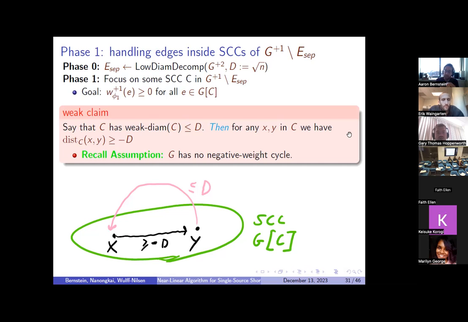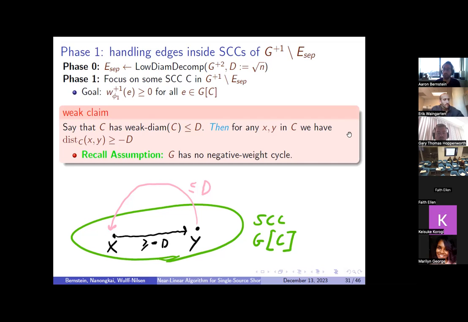But this means that for any path from x to y, the most negative it can be is negative d, because you're not allowed to have a negative weight cycle. If it was more negative than negative d, then you would have a negative weight cycle. Okay, so this red claim suggests that because your component has a low diameter, it makes sure that things can't be too negative inside the component. And that's useful for us because we said negative edges are the hard part.